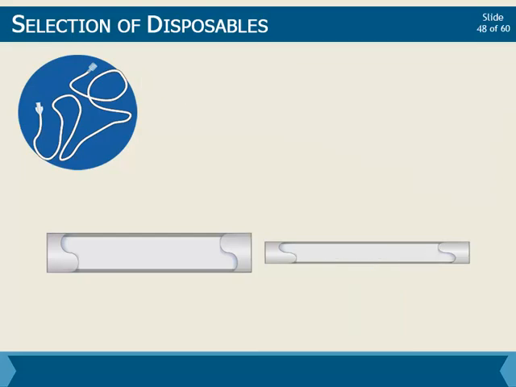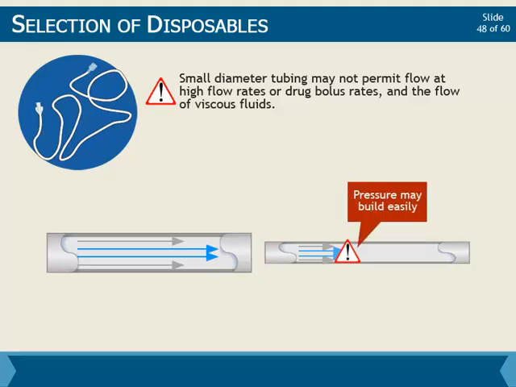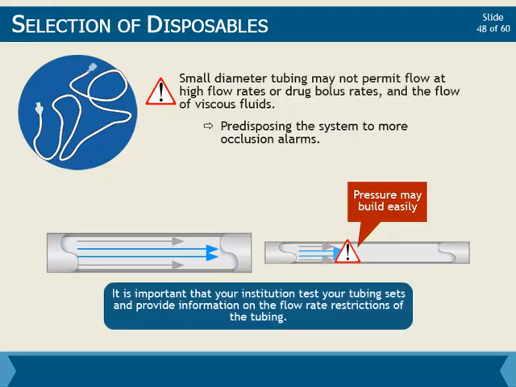Despite its benefits, small diameter tubing has a trade-off. Small diameter tubing may not permit flow at high flow rates or drug bolus rates, and the flow of viscous fluids. In these situations, even without an occlusion, pressure may build easily, predisposing the system to more occlusion alarms. To ensure you select tubing that will permit flow at the rates you will require, it is important that your institution test your tubing sets and provide information on the flow rate restrictions of the tubing.